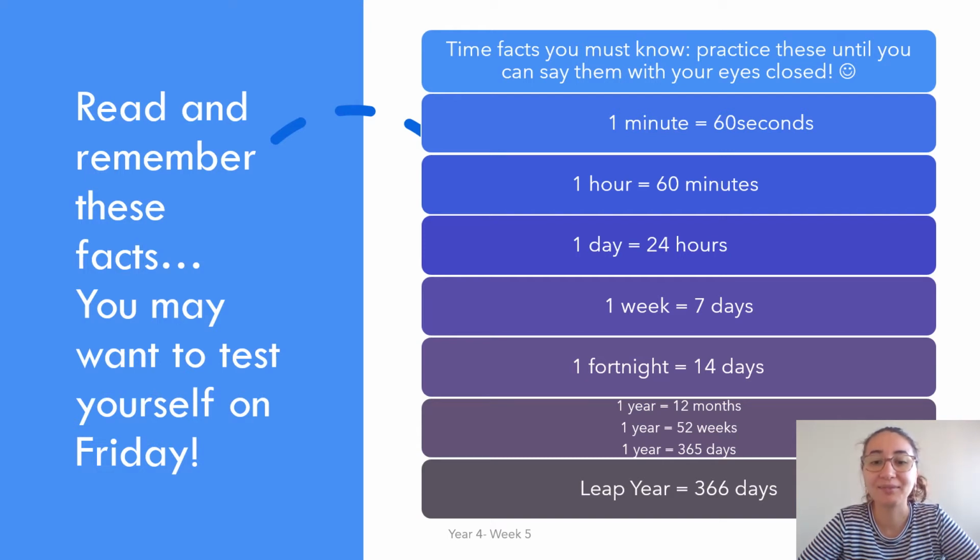Our fortnight, it's a tricky one sometimes. A fortnight, guys, is 14 days, so 2 weeks. When we say 1 year, we know it's 12 months, January all the way to December. 1 year is also 52 weeks. 1 year is also 365 days. But that's a full year, not a leap year. When we have a leap year, which happens once every 4 years, we have 366 days.